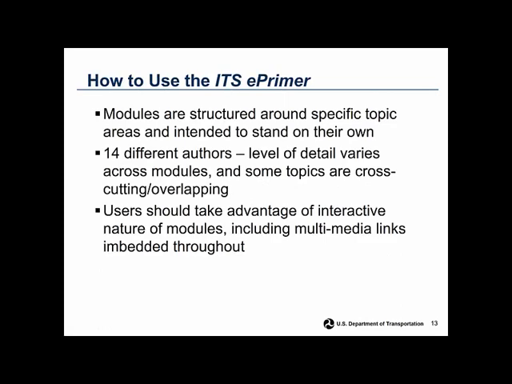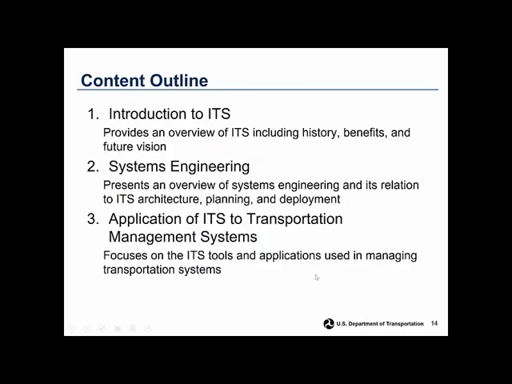Okay, so the ePrimer has 14 different modules, and we will cover 2 of them per unit. So we'll be able to get through all the modules for the class. They were written by different people, so you'll see different levels of detail, different knowledge bases, basically. But the idea is to give you a good, broad overview of the overall field of intelligent transportation systems.